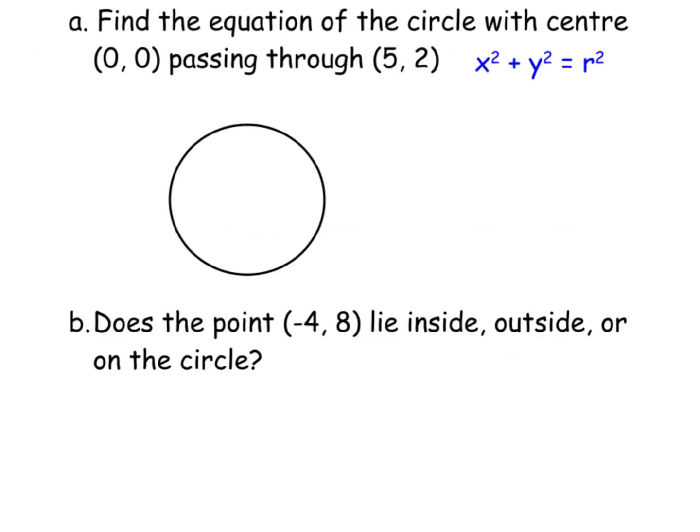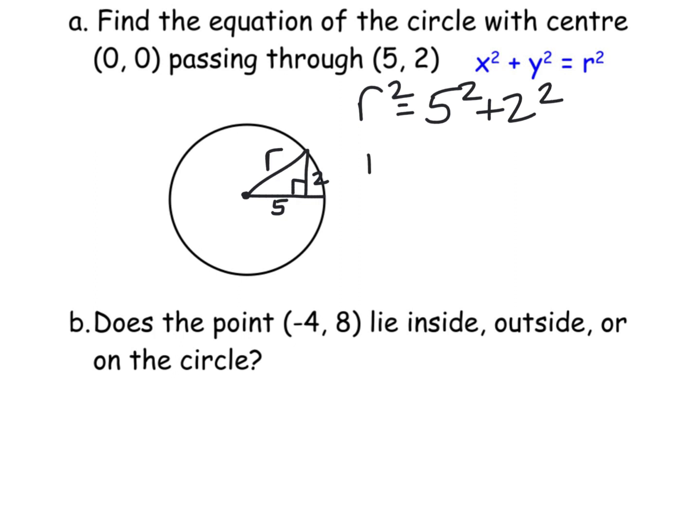Okay, I have a couple more examples. This one we have, find the equation of the circle, centre 0, 0 passing through 5, 2. So that's just the same as what we did before. We're going to draw a little picture to help you imagine what's going on. 5, 2 would be along 5 and up 2. And then we'll get a radius, so we'll have radius squared equals 5 squared plus 2 squared. So my radius squared is 25 plus 4, so 29. This time it's not a nice number, so we're going to leave it as root 29.